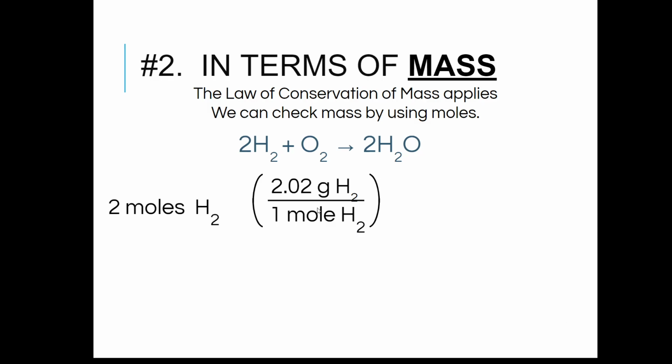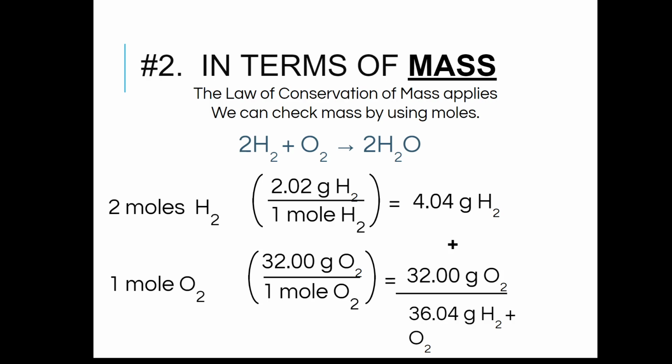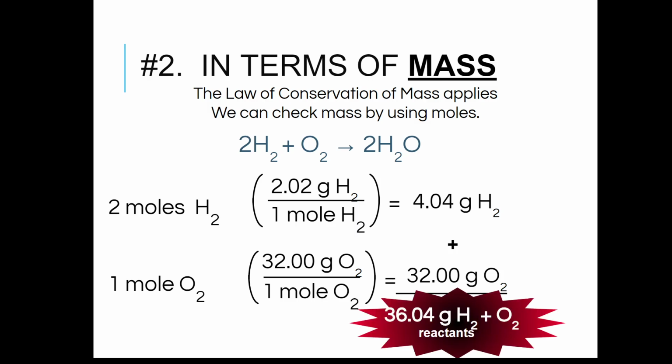Okay, it's 2.02 because each hydrogen has 1.008, and then you add them together, and we're going to end up getting essentially this here, plus 1 mole of oxygen gas, and oxygen is going to be 32 grams, which means that on the left side we have a total of 36.04 grams. Okay.